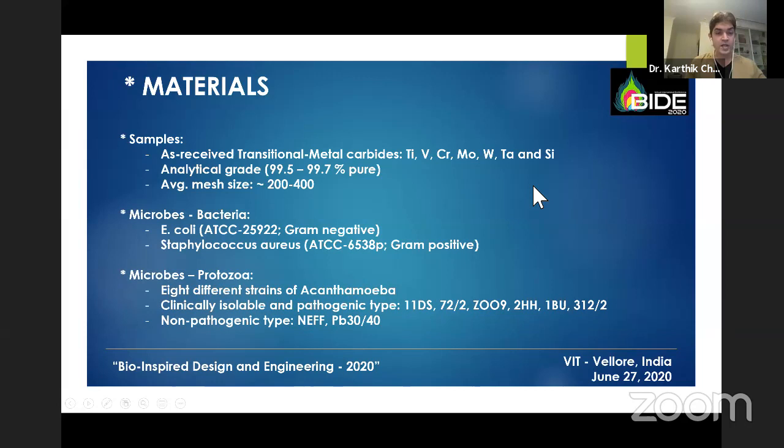They were all of analytical grade and they had an average mesh size of about 200 to 400, except for one or two, which had a mesh size of about 2 microns.